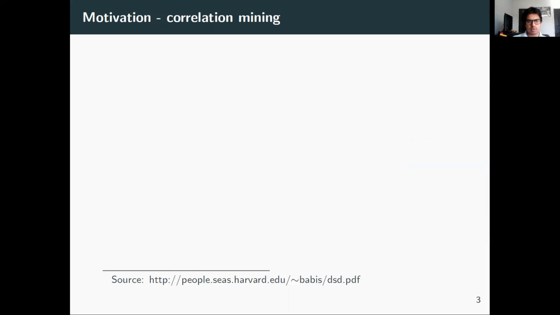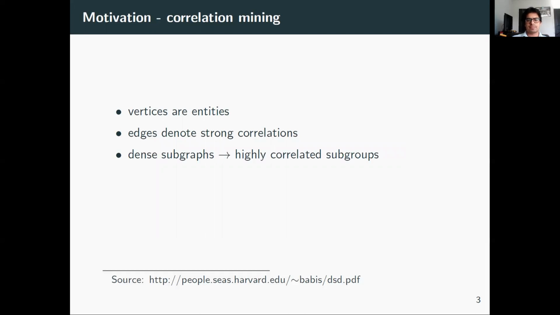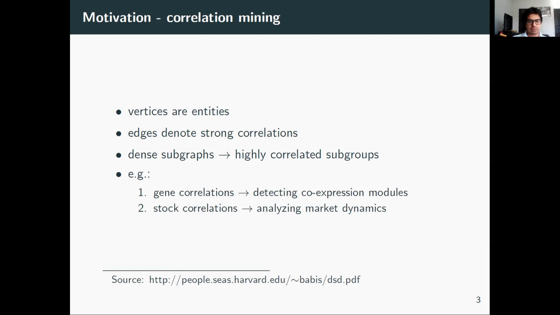Right. So one motivation for finding dense subgraphs is a very generic one. If you think of vertices as entities and edges denoting strong correlations between these entities, then a dense subgraph is a highly correlated subgroup. For a specific example, with gene correlations, a dense subgraph expresses a co-expression module, or something which corresponds to a particular characteristic.